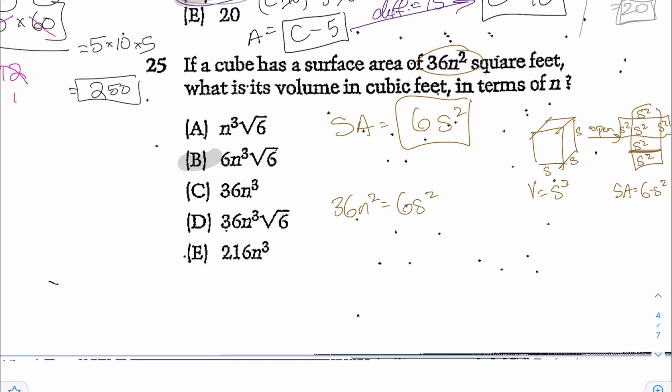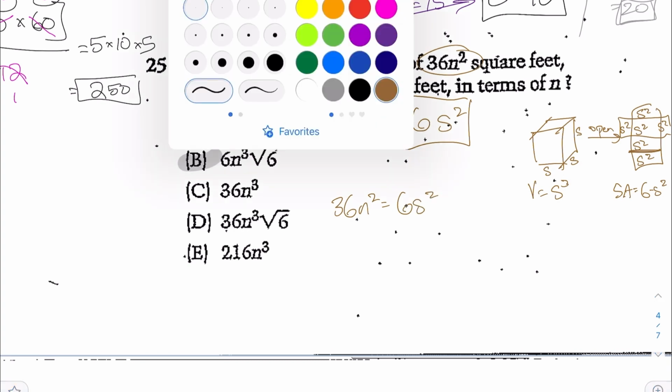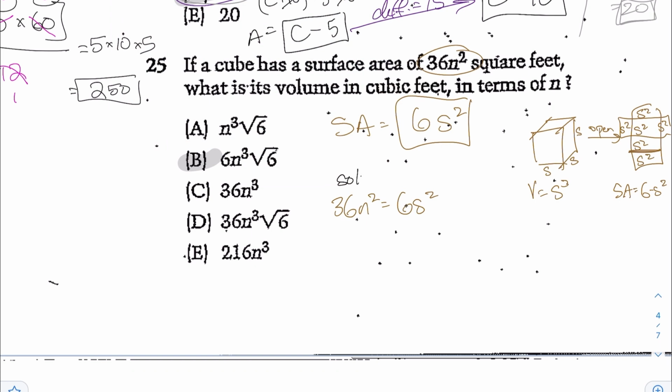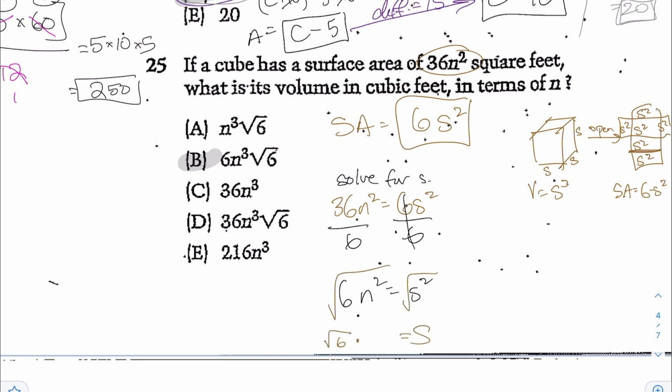And here you want to solve for the side. So to solve for s, because you want to know what the side is, you can divide by 6 on both sides. And that will give you 6n squared is equal to s squared. And then you would have to do the square root on both sides. So you get that s is equal to the square root of 6 times n.